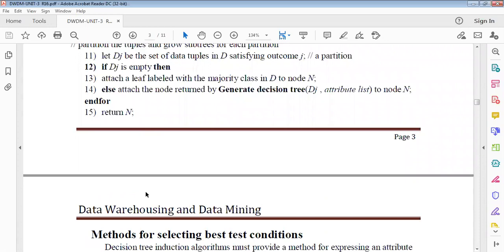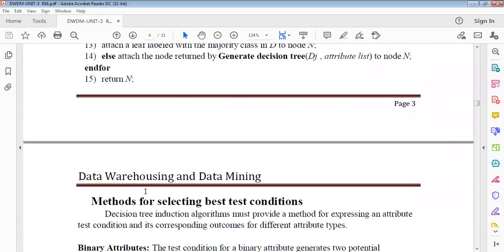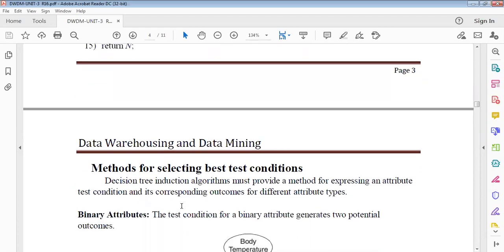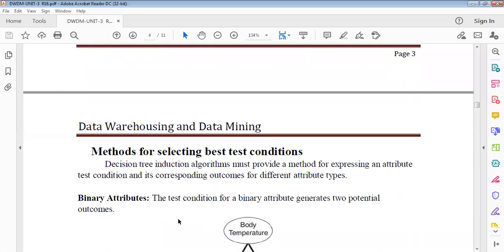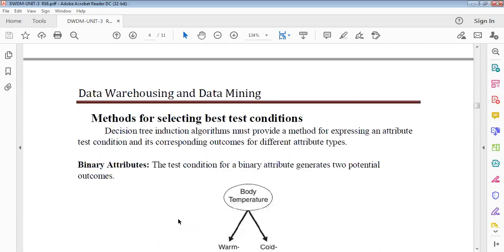Once the decision tree is generated, we need to see how these methods select the best test conditions. Decision tree induction algorithms must provide a method for expressing an attribute test condition and its corresponding outcomes for the different attribute types. First, consider the binary attributes. The test condition for a binary attribute generates two potential outcomes.